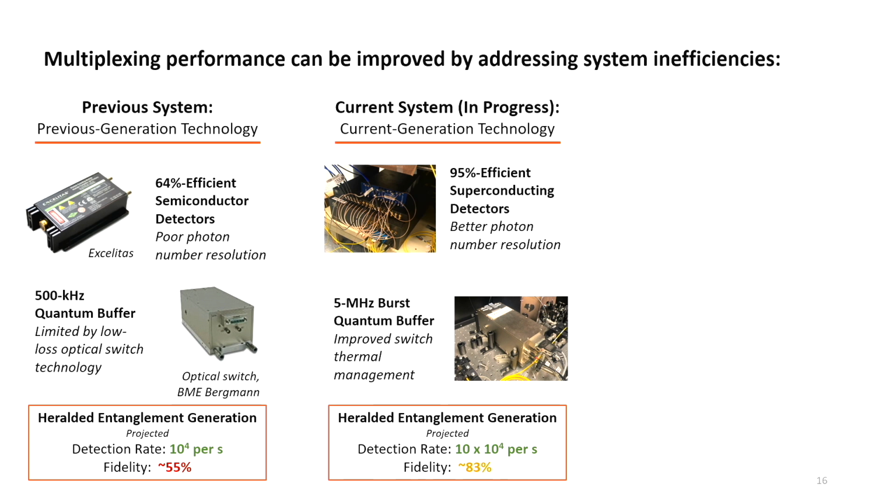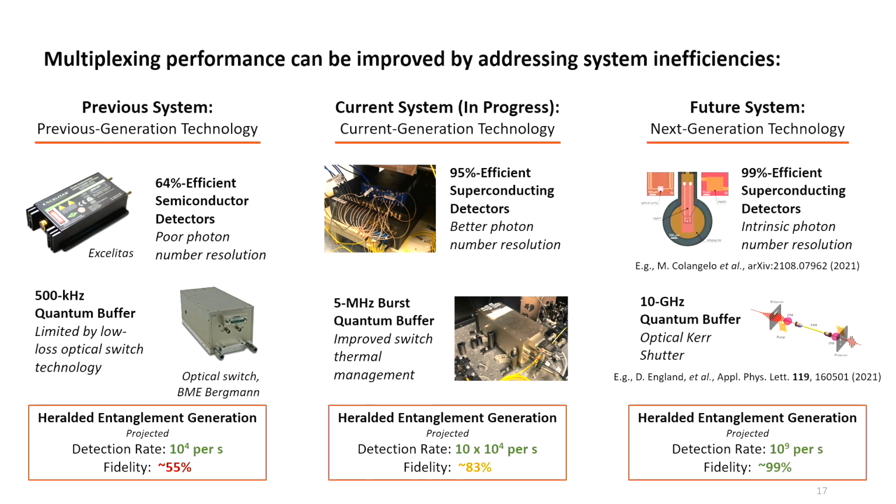We are making improvements on our system with current generation technology. This includes 95% efficient superconducting detectors with better photon number resolution. We are also replacing our switch and can now run our quantum buffer in 5 megahertz bursts. This allows us to improve our detection rate by hopefully a factor of 10 and improve the photon's fidelity to 83%. We can still push these numbers up more by incorporating next generation technology.